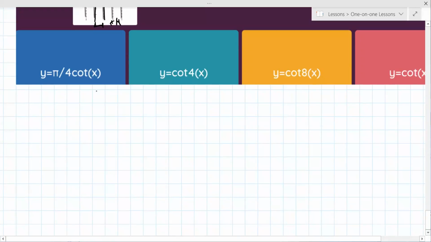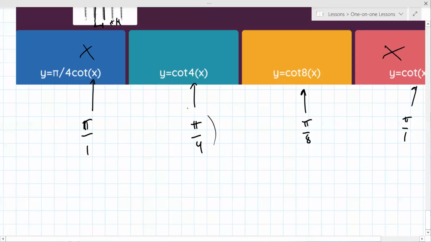Well, the period is pi over the number in front. So pi over 1, this one's not written properly, this is pi over 4, and this one is pi over 8, and this one is pi over 1. So the first two are out. This one is correct. This is pi over 4.